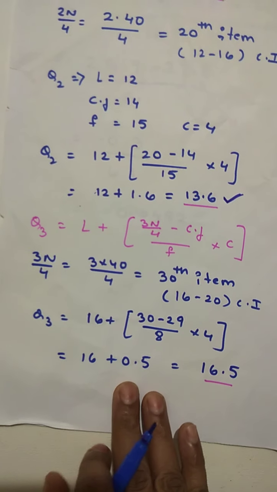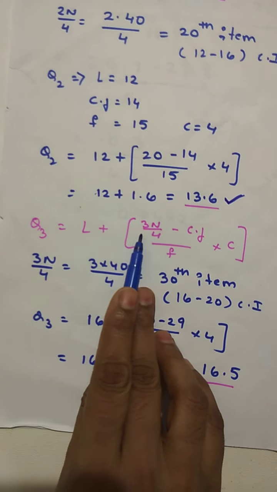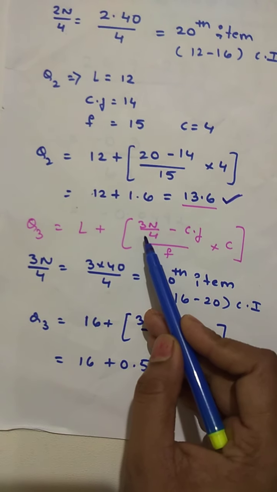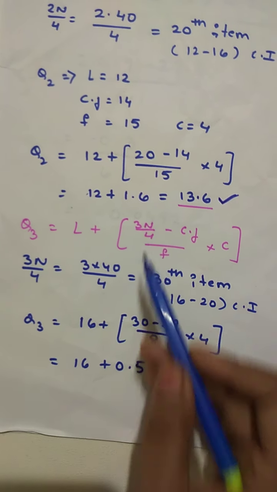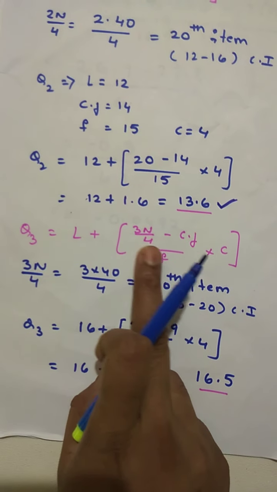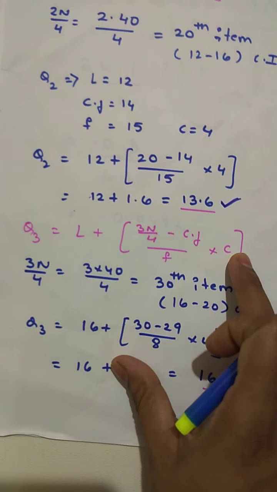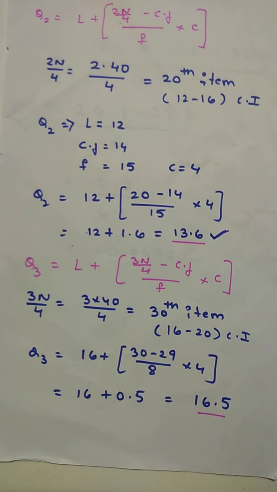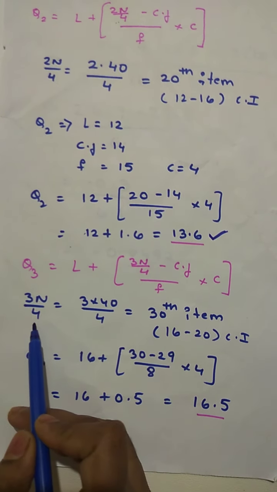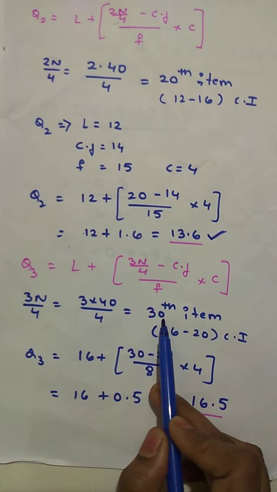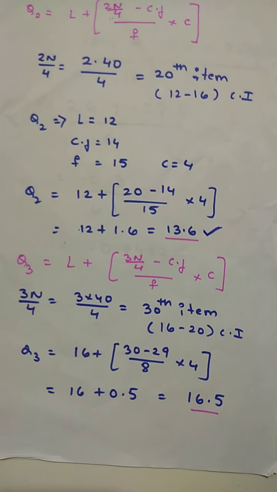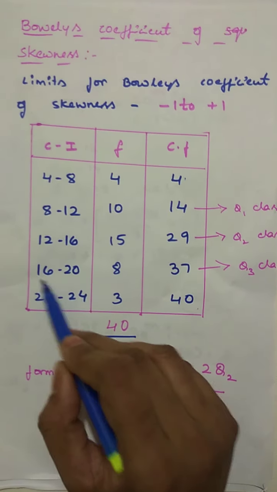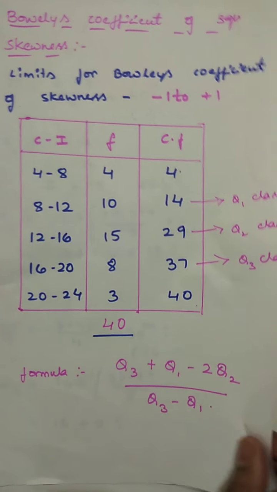Q3 also has the same formula, the only difference is 3n by 4. For Q1 this value is n by 4, for Q2 it is 2n by 4, but for Q3 this value is 3n by 4. This is the formula for Q3. Same process: first we find the 3n by 4 value. 3n by 4 equal to 30. So 30 means we need to find where it falls in the cumulative frequency. So this is our Q3 class.